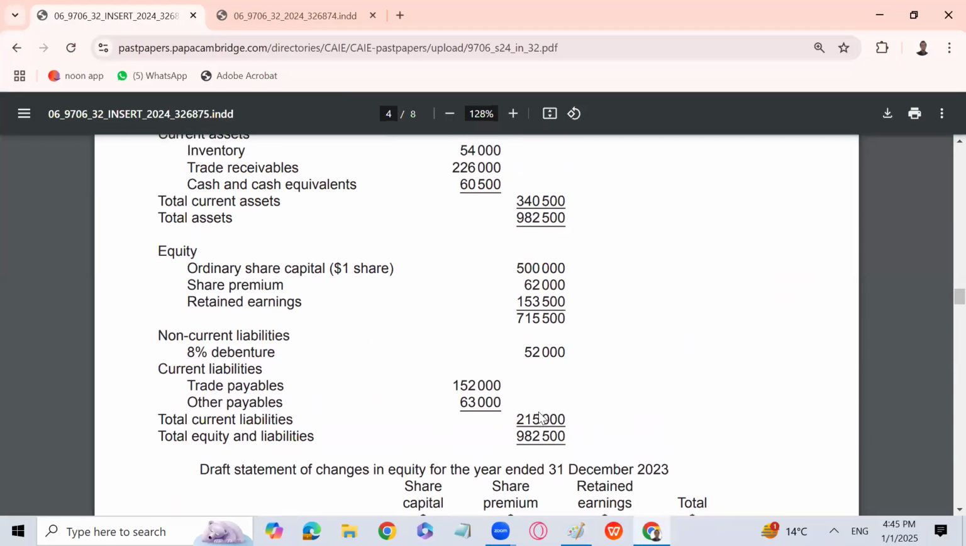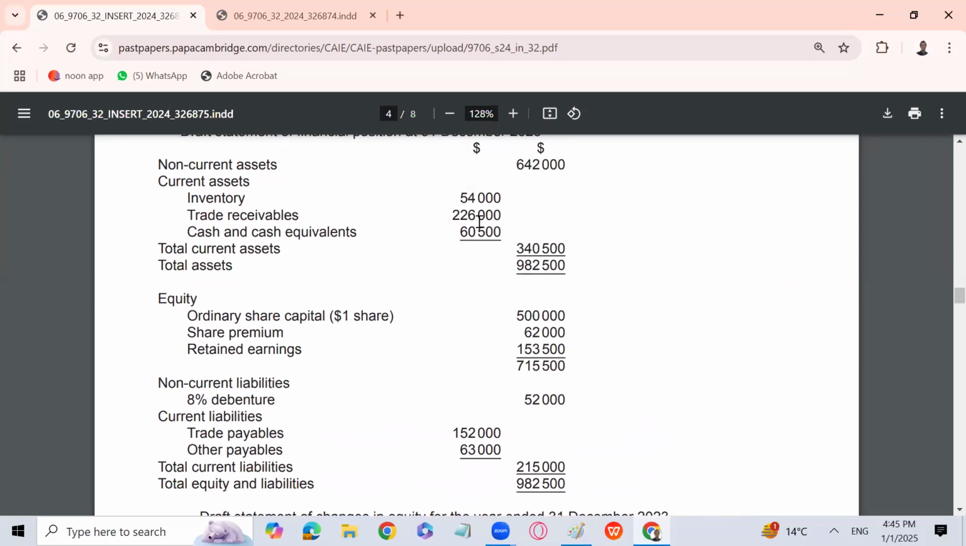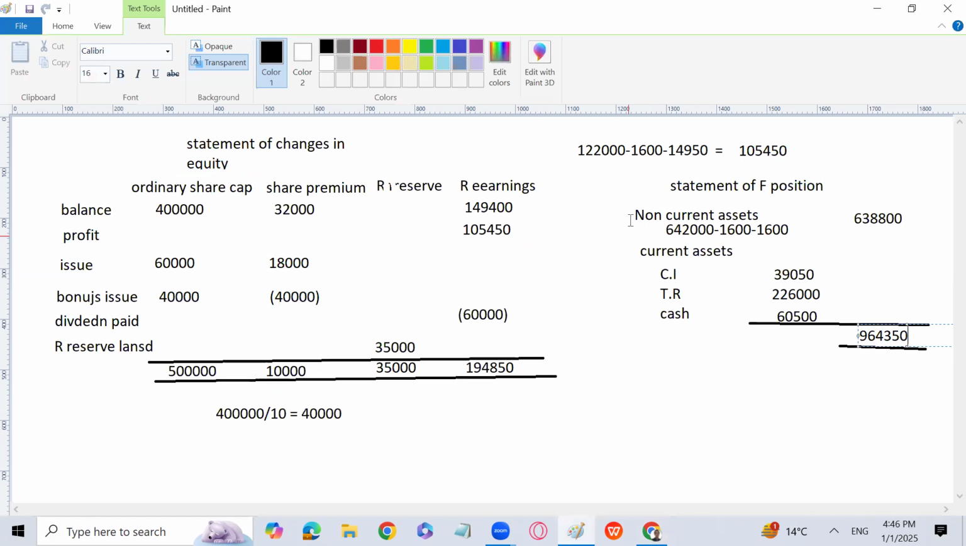Let's see the question again. If you just look at the trade receivables, they are the same, 226,000. Cash and cash equivalent remain the same, 60,500. Inventory, 54,000 minus 14,950. Right? So that will be the correct value of closing inventory.